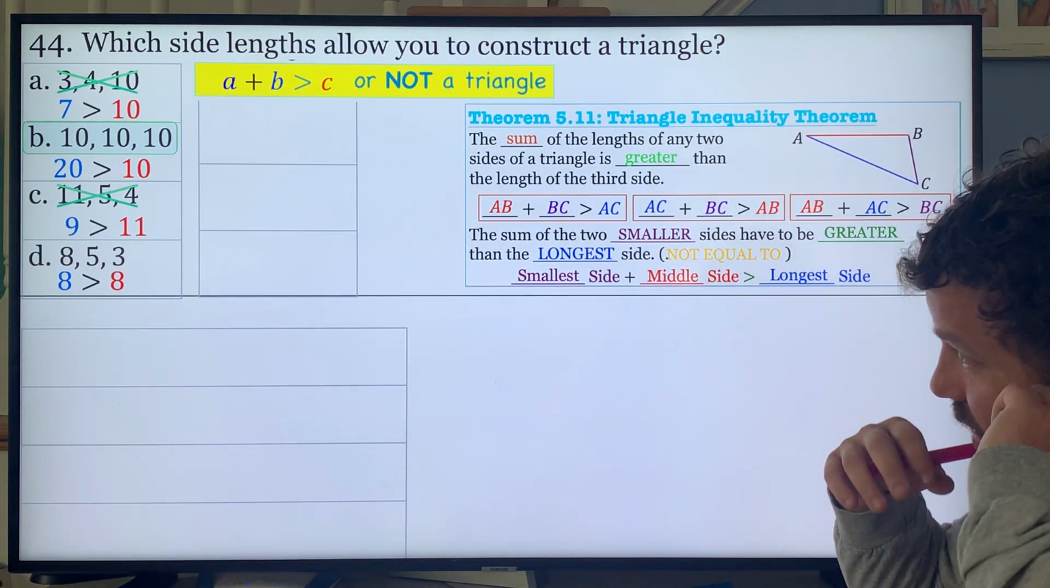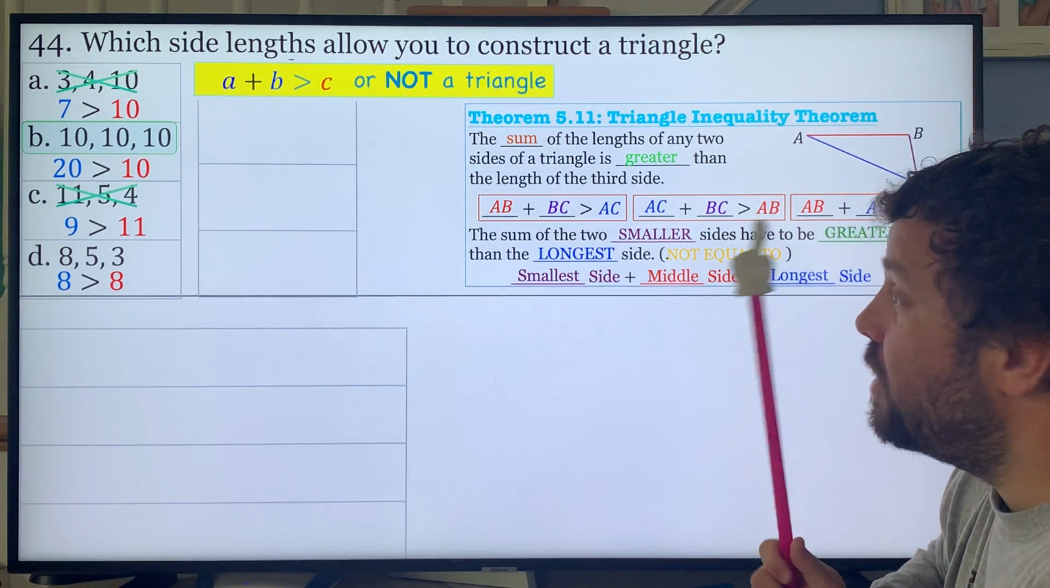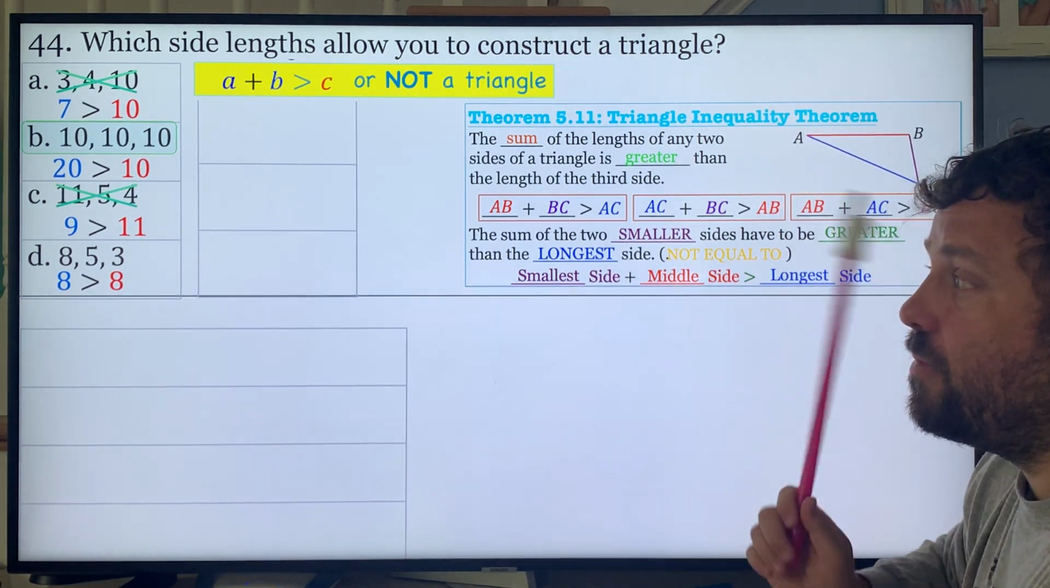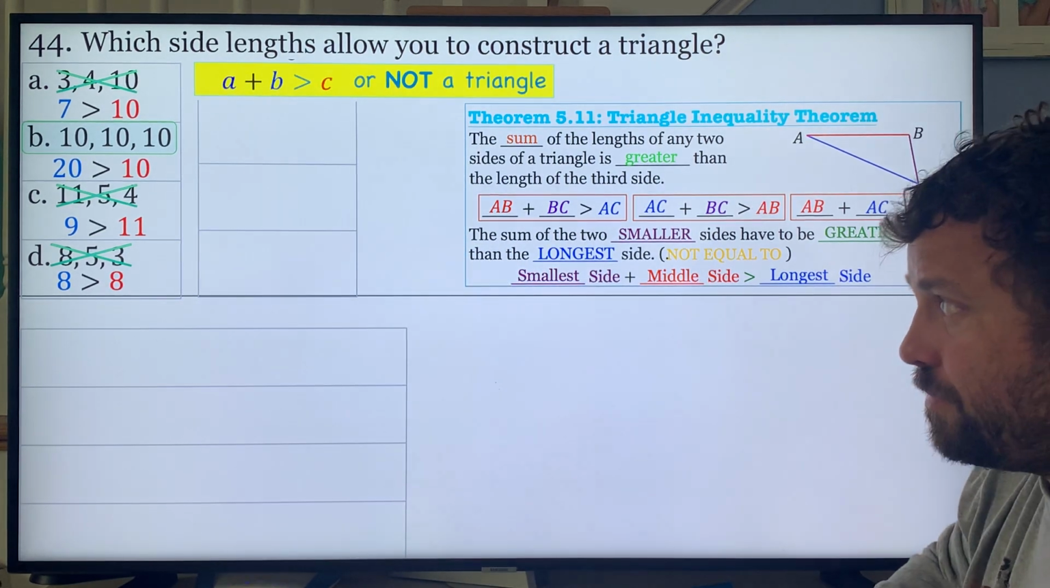5 plus 3 is 8. Is 8 greater than 8? It's equal to. Equal to is not the same as greater than. Not a triangle. Your answer is B.